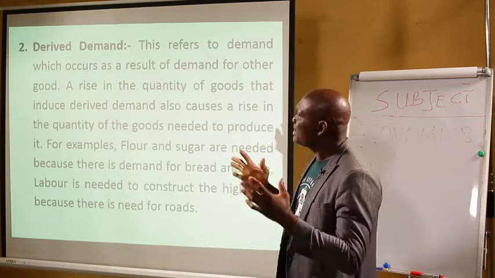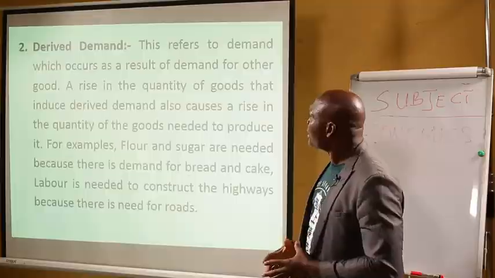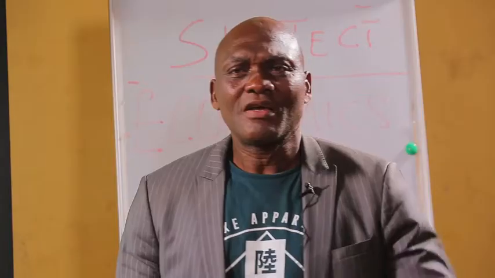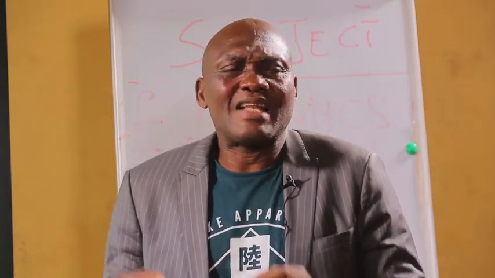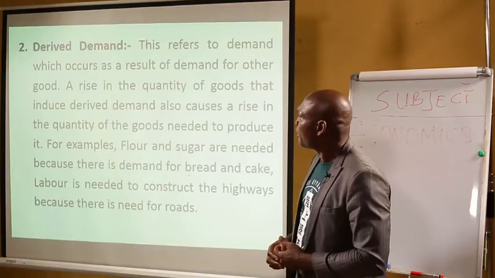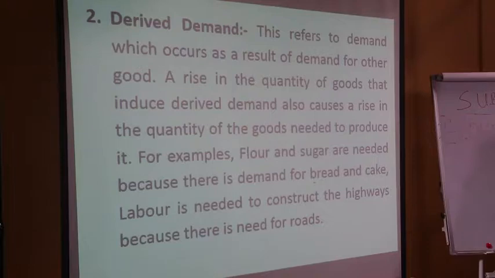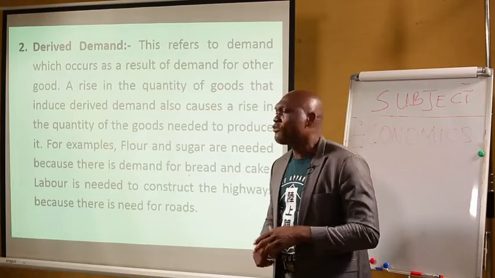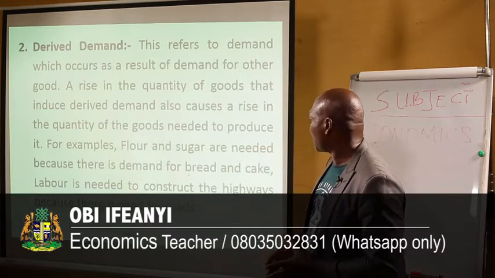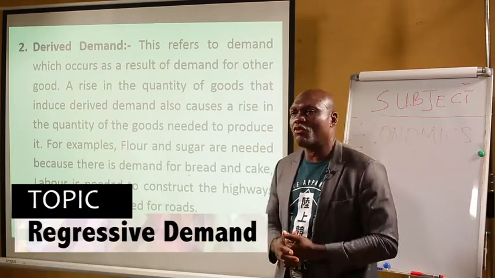Number 2, derived demand. This refers to the demand which occurs as a result of demand for other goods. What are we saying here? It is not just because you want that product. It is because there is another product you want, which these commodities are used in producing. A rise in the quantity of goods that induce derived demand also causes a rise in the quantity of goods needed to produce it. For example, flour and sugar are needed because there is demand for bread and cake. Labor is needed to construct the highways because there is need for good roads.